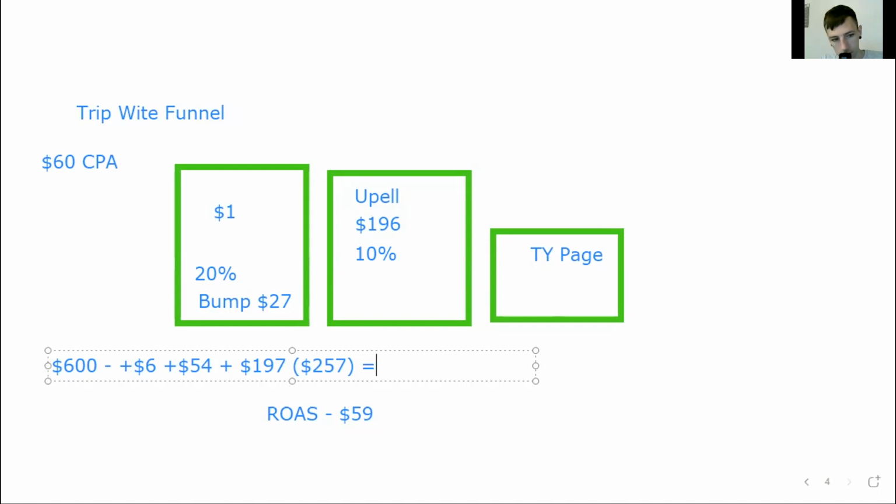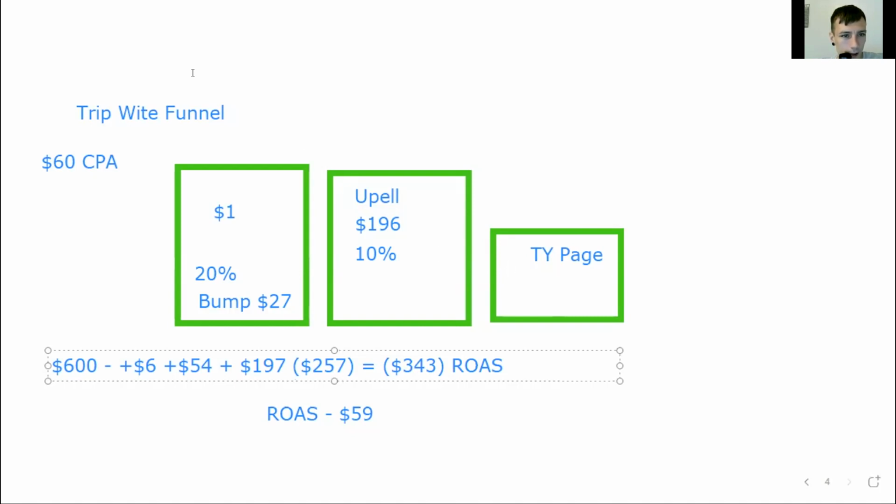600 minus 257. We're still negative $343 return on ad spend. Now, let's see if we could add an additional upsell here.